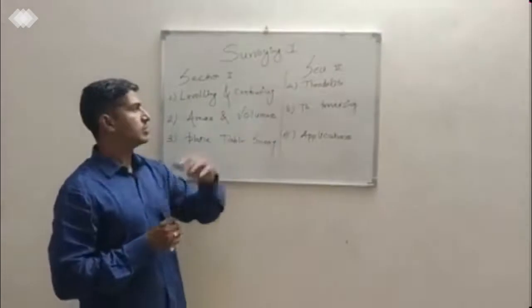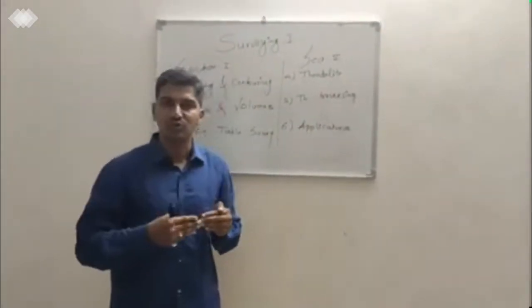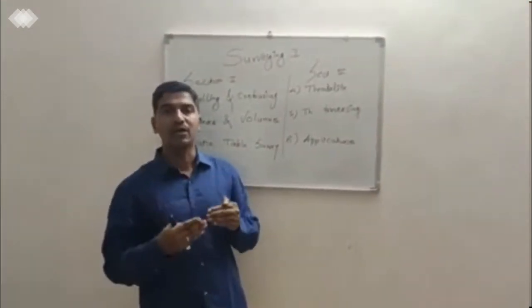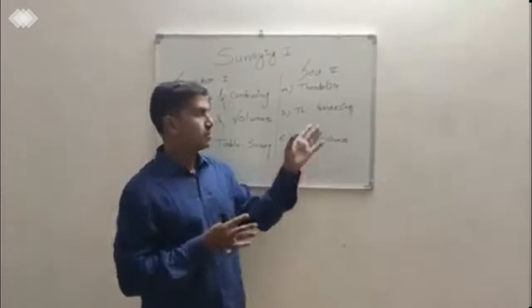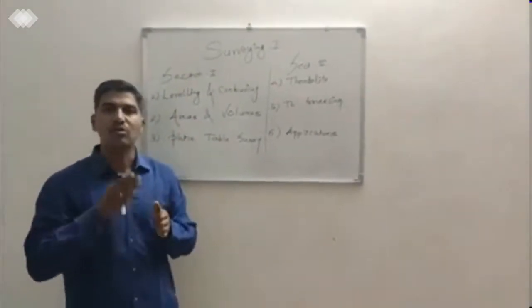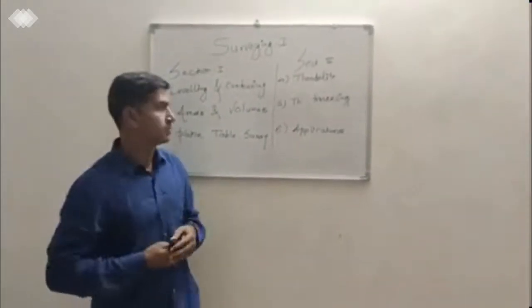From section number 2, we will start with the measurement of angles. Theodolite is one of the instruments that can be used to find the horizontal angle, vertical angle and many other things.